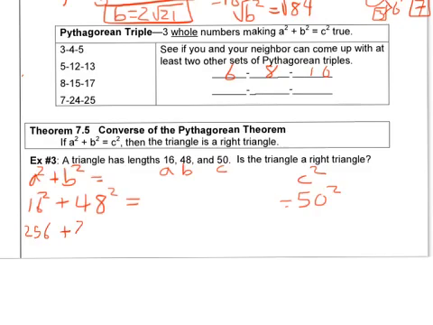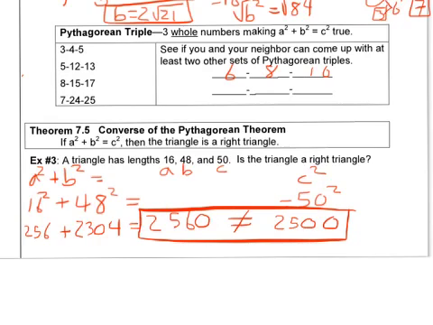And I get 2304. Add those together and I get 2560. Okay. Well, let's see if that's the same thing as 50 squared. So put 50 squared in your calculator and you get 2500. Well, those two numbers are not the same. So since a squared plus b squared does not equal c squared, we could say, no, not a right triangle. All right. Very good. Let's go on to the next page.